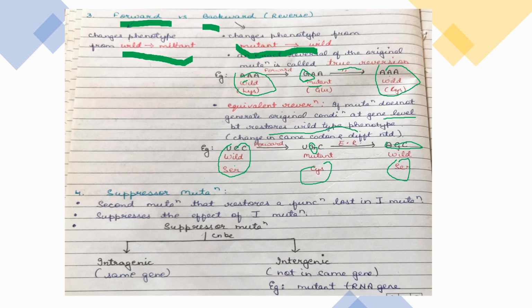Now next is suppressor mutation. If a second mutation restores the function which was lost in the first mutation, it is called a suppressor mutation. That means it suppresses the effect of the first mutation. Suppressor mutation can be of two types: intragenic, that occurs in the same gene, or intergenic, that means it does not occur in the same gene. Example, mutant transfer RNA gene.